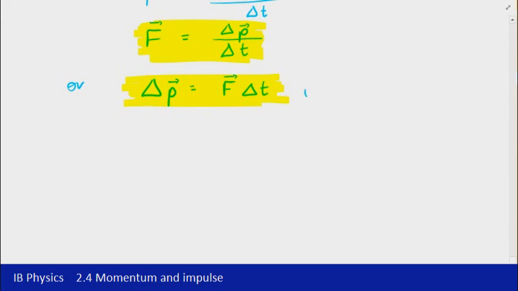The units of impulse are the same as the units for momentum, given that it's just a change in momentum, so we could say that they are kilogram meters per second. But we also have an alternative that we can find from this equation. Force is measured in newtons and time is measured in seconds, so an alternative is newton seconds. Both of those units are equivalent, so we can interchange between them. 1 kilogram meter per second is the same as 1 newton second.